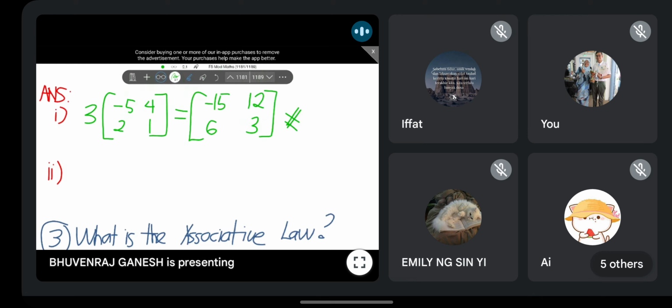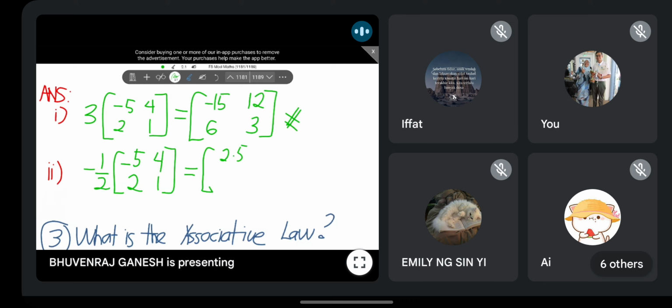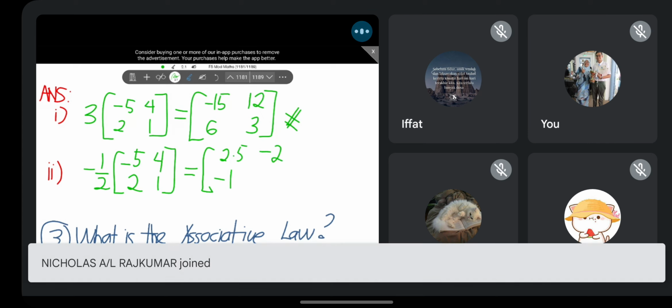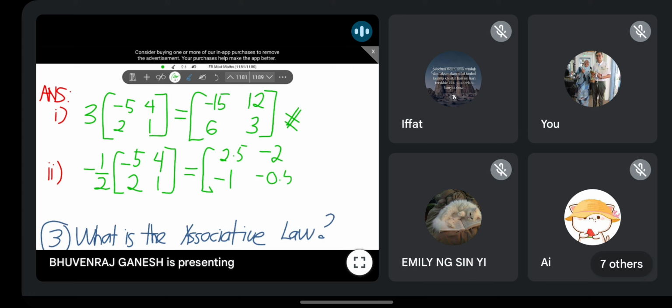So negative half D, basically you just need to multiply negative half inside only. So it's exactly the same. So this one you will get. Okay, over here you can choose to use decimal 2.5 also can. Okay, you can write 5 over 2 or 2.5 also accepted. Okay, diterima. So then this one negative half times 2, negative 1, negative half times 4, negative 2, and then negative half times 1 is negative 0.5.